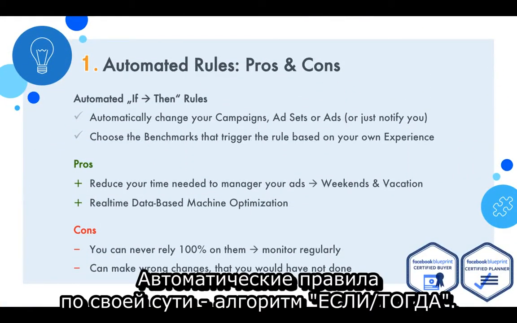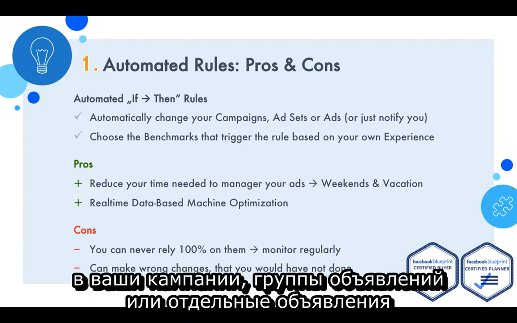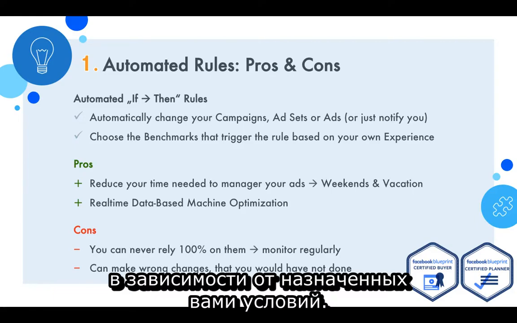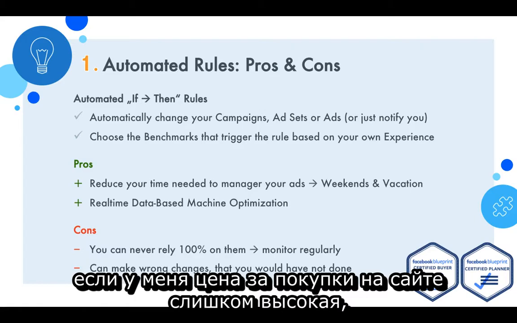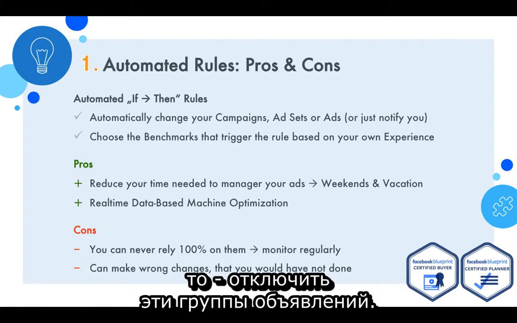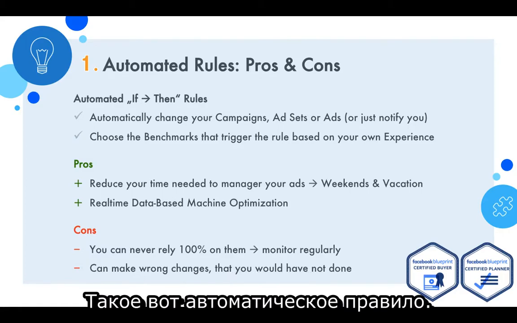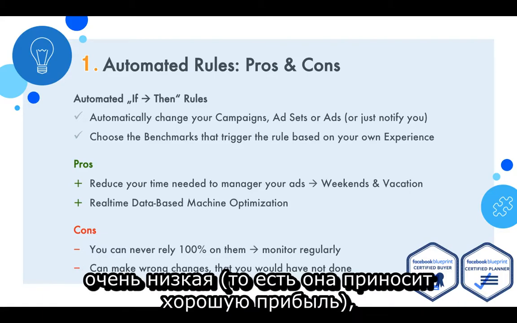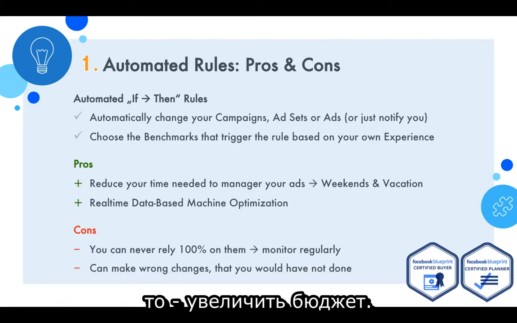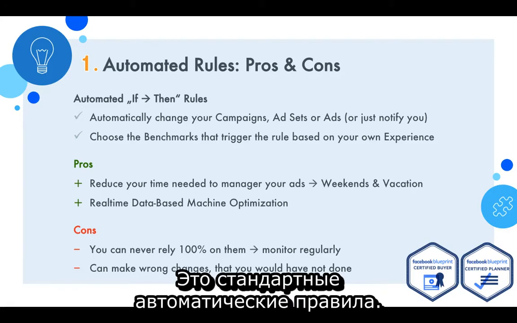Automated rules basically are if-then conditions, so they automatically change your campaigns, ad sets or ads, depending on some conditions that you can define. So one typical example is if my cost per website purchase is too high, then please turn off this ad set. This is an automated rule. Or if the cost per website purchase for one specific ad set is very low, so I make a lot of money with that, then please increase the budget. So these are typical automated rules.